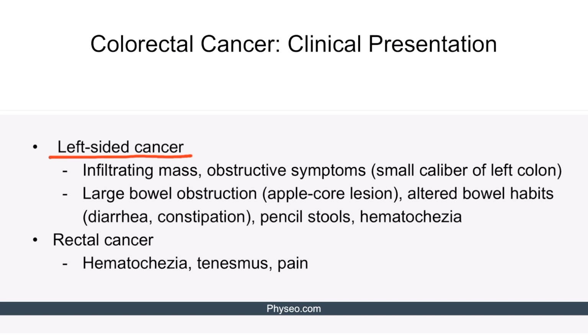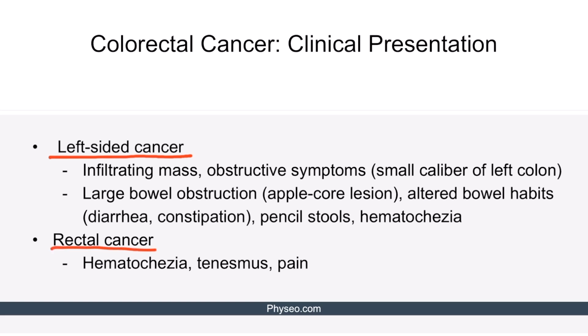They can also present with a more chronic, gradual change in bowel habits, causing alternating diarrhea and constipation and pencil stools. And the cancer may also bleed, causing fresh blood or red blood in the stools. And that's known as hematochezia.